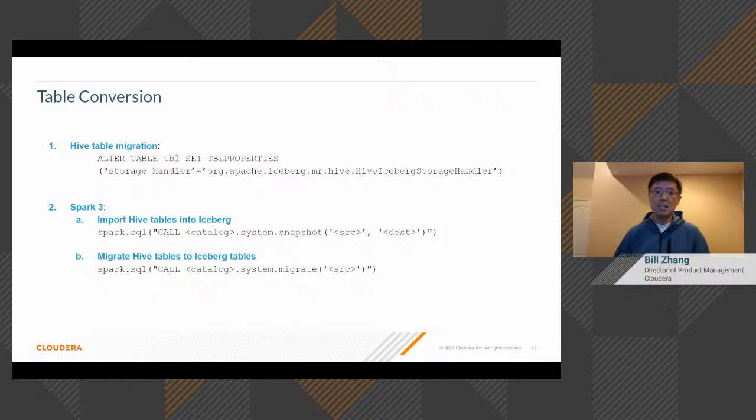Now, please know that in Spark, you can either import or migrate. Import will actually leave the existing Hive external table as is, and then generate the new Iceberg tables. And migrate will just convert the existing Hive external table into an Iceberg table by converting the metadata.